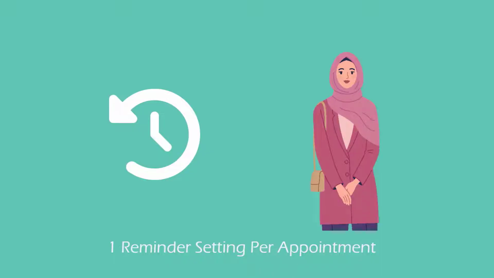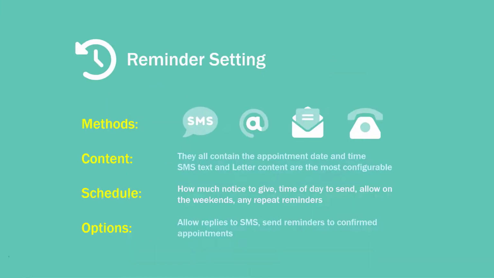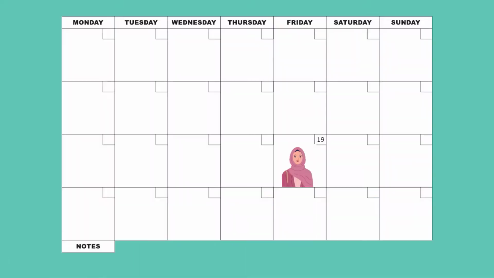Each appointment made on DiaryBook can be assigned a single reminder setting. The setting determines the methods used to remind the client, the content of the reminders, when the reminders are sent, and any other related options. Appointment reminders are automatically sent based on a schedule that you set.